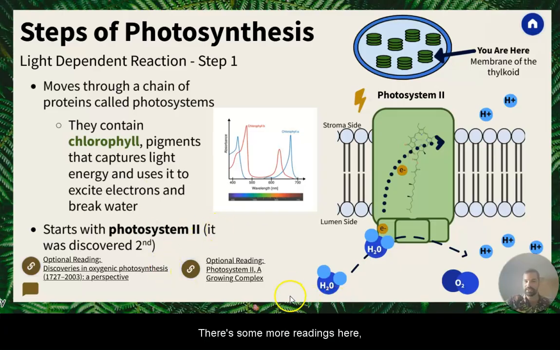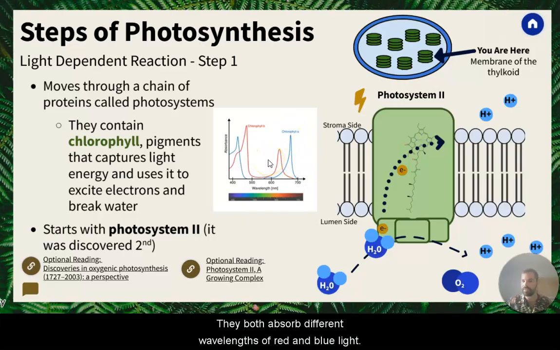There are some more readings here if you would like to check those out. I encourage it. But within photosystem 2, in most plants, two forms of chlorophyll are most common. They both absorb different wavelengths of red and blue light. They're sensitive to when they get hit by red or blue light.